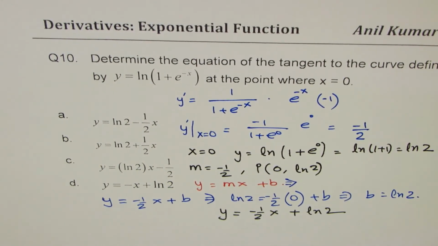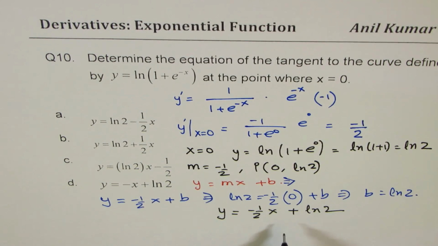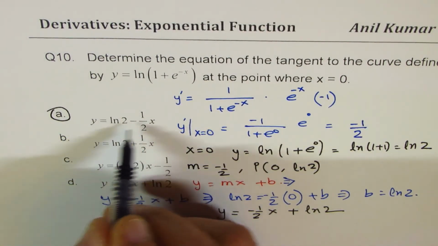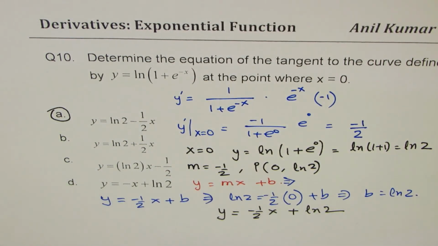Does that make sense to you, right? So what equation matches? ln 2 minus half. The first option has been written in the other order, but that is what it matches.